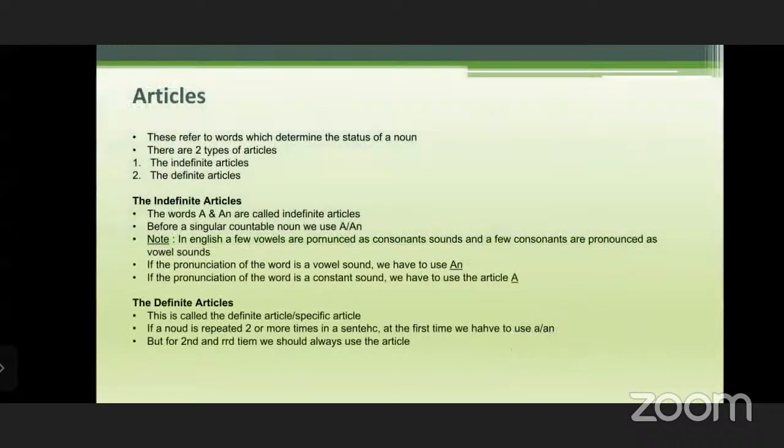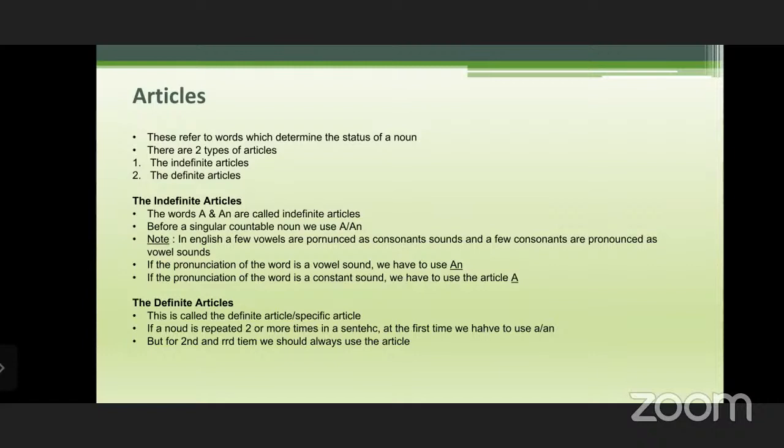Today we are going to deal with the grammar topic, that is articles. So dear students, are you aware of the articles? We'll see regarding the articles in today's session. These refer to words which determine the status of a noun. There are generally two types of articles: the indefinite articles and the definite articles. We'll see one by one in detail.